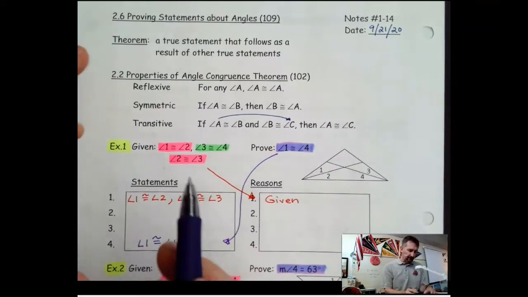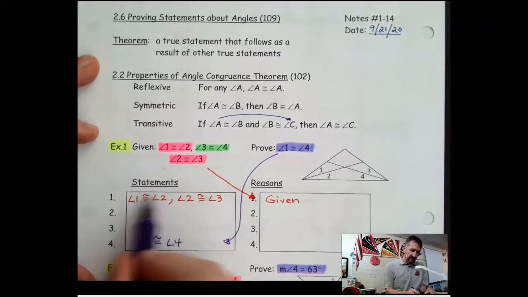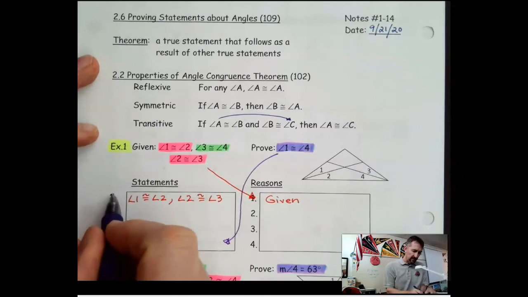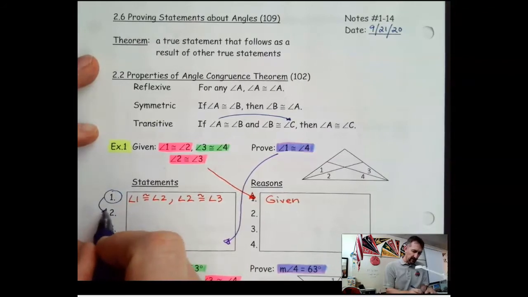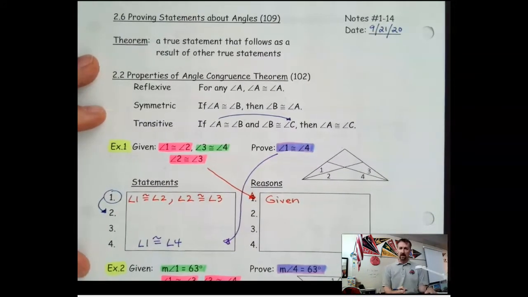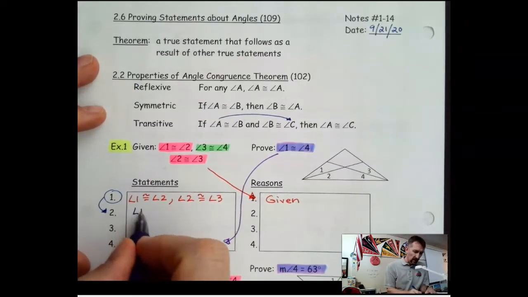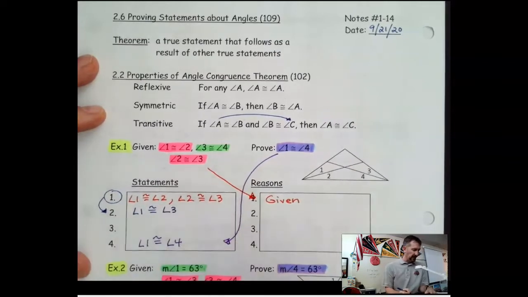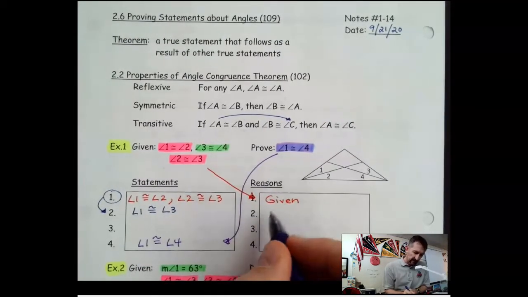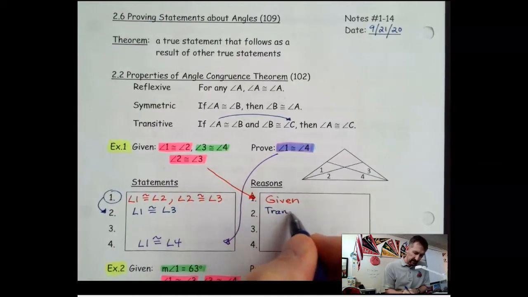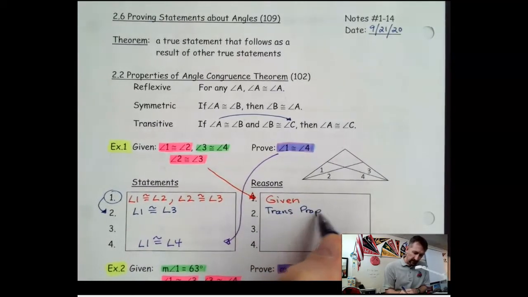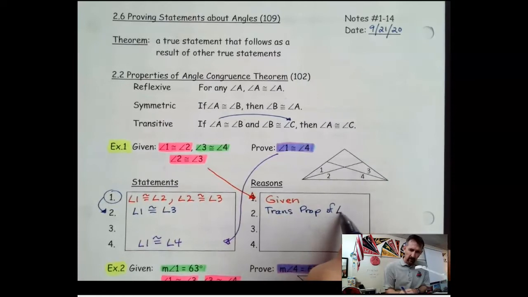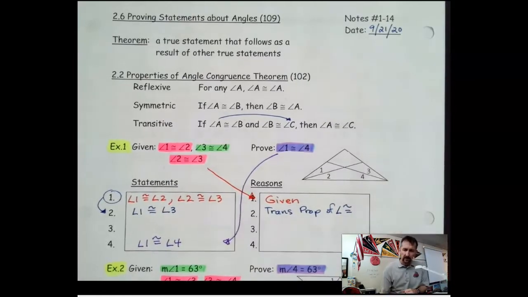Now, the next thing we would do is, can we use this statement to make another statement? And yes, hopefully we can. So we could say angle 1 is congruent directly to angle 3. And we have that up there. That's the transitive property of angle congruence. All right.